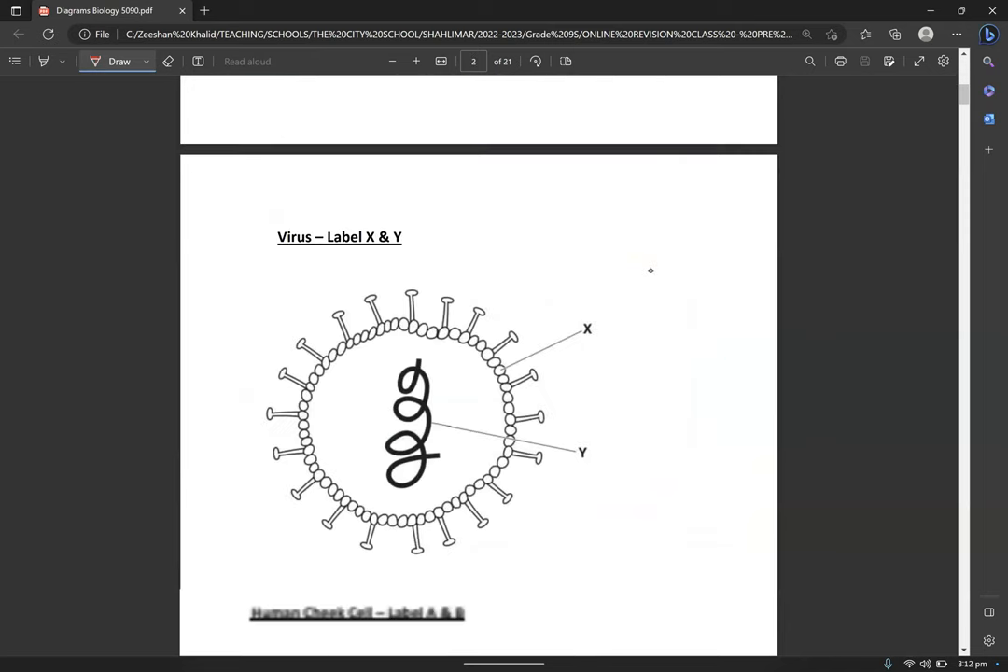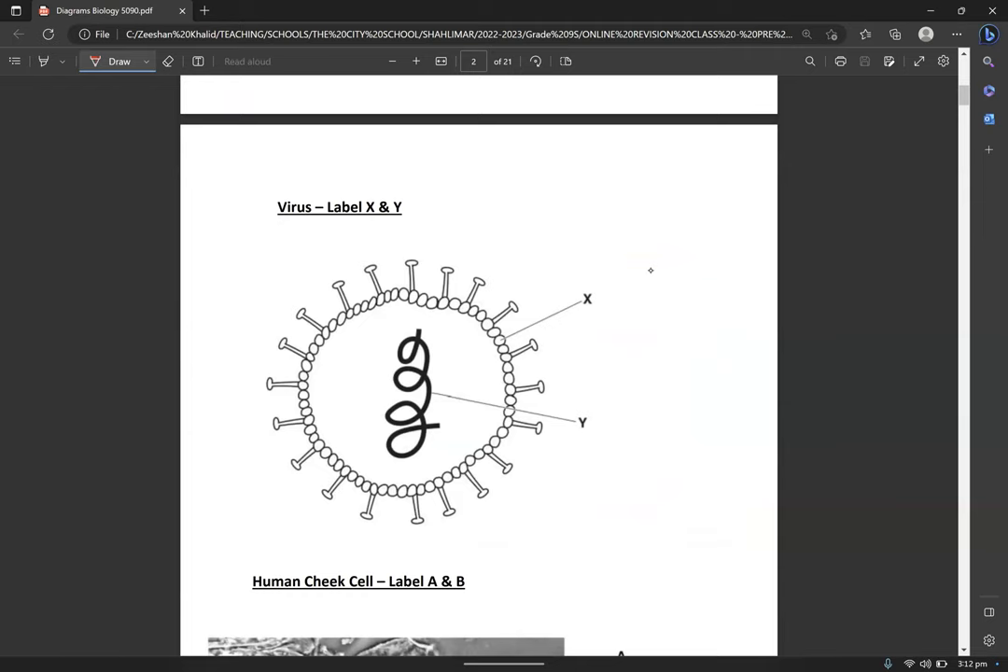Let's move ahead. Now we have the idea of a virus. The outermost coat is known as the capsid, which is made up of protein. Then we have the genetic material inside, which can be either DNA or RNA. Remember, they can't be both at the same time. So it's the nucleic material, either the DNA or the RNA.